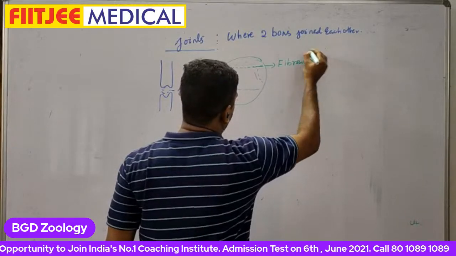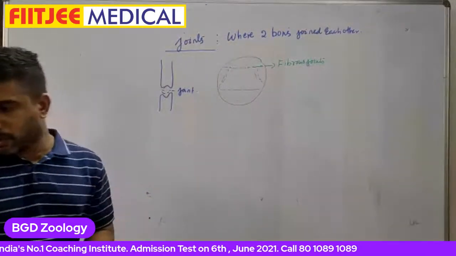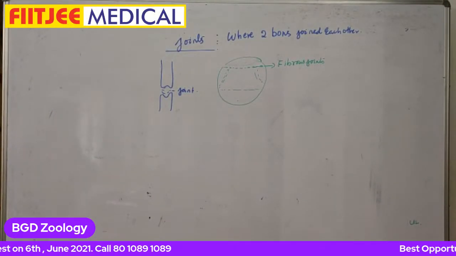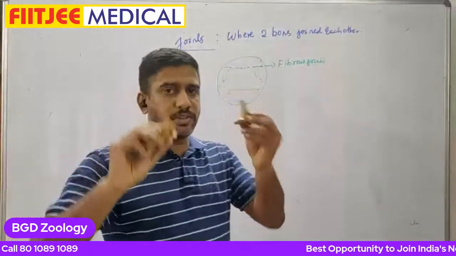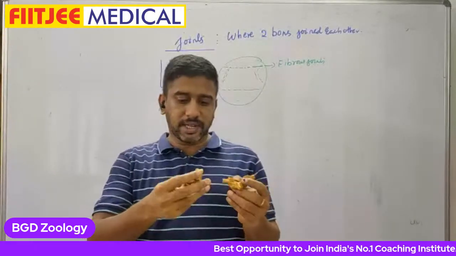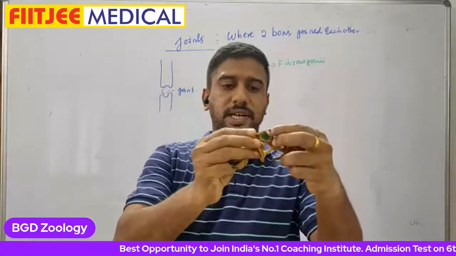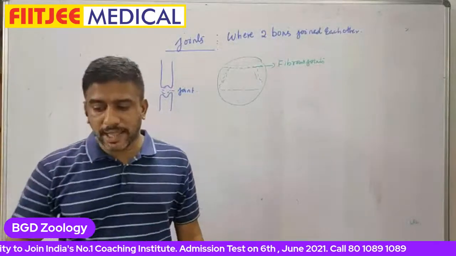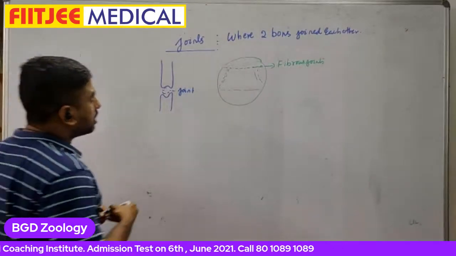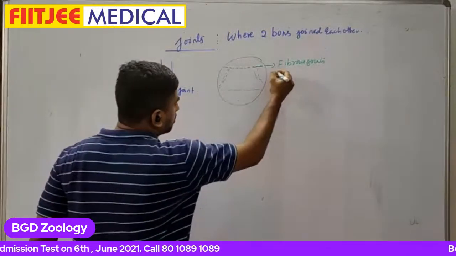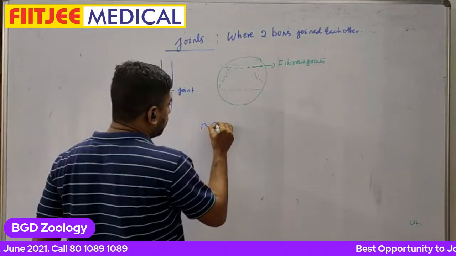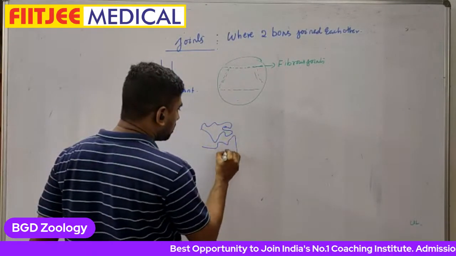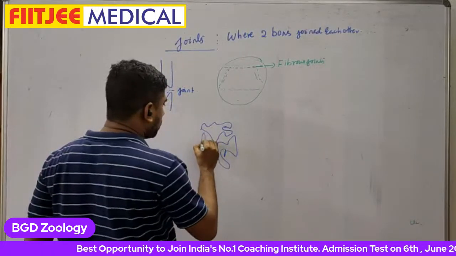They are immovable joints. Now, looking at the next, in between the vertebrae, you can see that between the vertebrae we have a joint, and that joint we call cartilaginous joints.